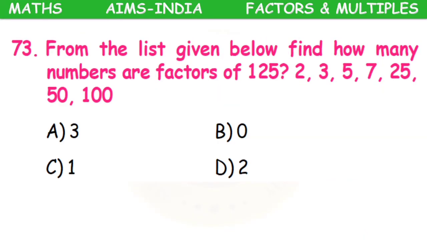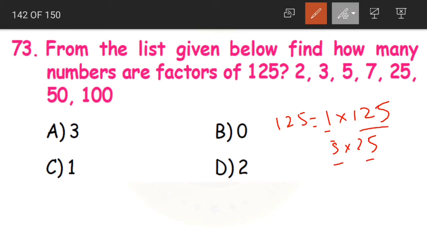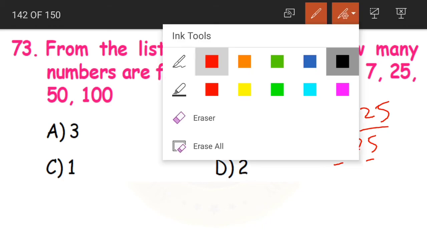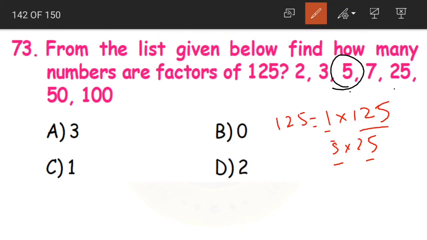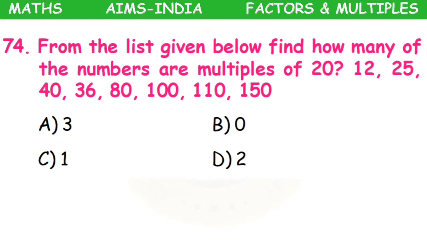Okay. Next question. From the list given below, find how many numbers are factors of 125. First, the factors of 125 are 1 125s are 125. Then we have 5 25s are 125. Only these 4 are the factors of 125. Now from the list, what do we have? We have 5 here, and then we have 25 here. So from the given list of numbers, only 2 numbers, that is option D, are the factors of 125.